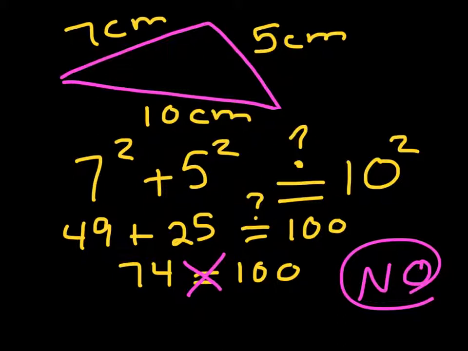All right, so you're going to have some practice to do. Again, you're going to be given 3 side lengths. Take the smaller 2 sides, square the sides, add them. If that is the same thing as the larger side squared, then you would say yes. If it's not the same thing, then you're going to say no.